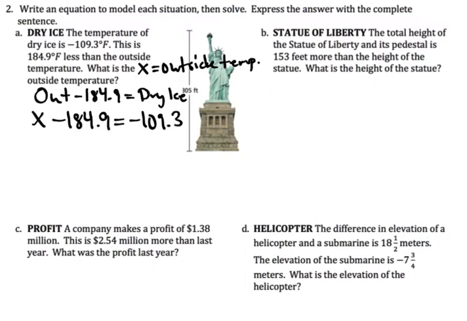Now, in order to get x, the outside temperature, by itself, we need to get rid of negative 184.9. We do that with the opposite, positive 184.9 plus 184.9. And then x ends up equaling 184.9 minus 109.3. So the positives win. I don't currently have a calculator in my hand, so I'm just going to do this by hand.